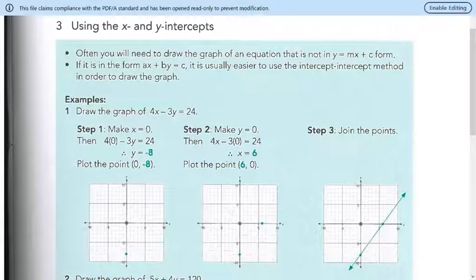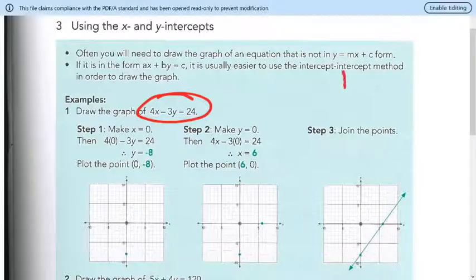If you look at this equation that they have here, 4x minus 3y equals 24. Is y all by itself on one side? No. Now we could get it by itself without too much trouble, but would it be easier just to get the point straight from the equation the way it is? Yes. Okay? And we can do that by using the intercepts.